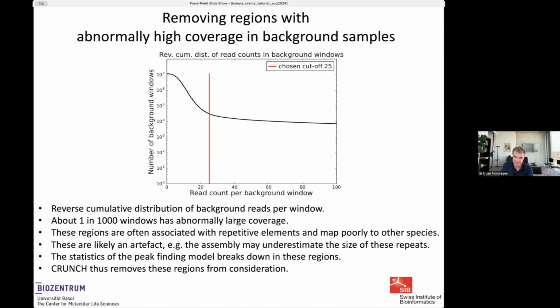Since it's a very small fraction of the genome, we remove these from consideration. This may sound like a very technical detail, but I want to impress on you that taking care of these kinds of details is really the crucial difference between getting results that are so polluted by artifacts that you cannot trust them, and results that you can rely on. So doing these things is really important, even though it's a technical detail.